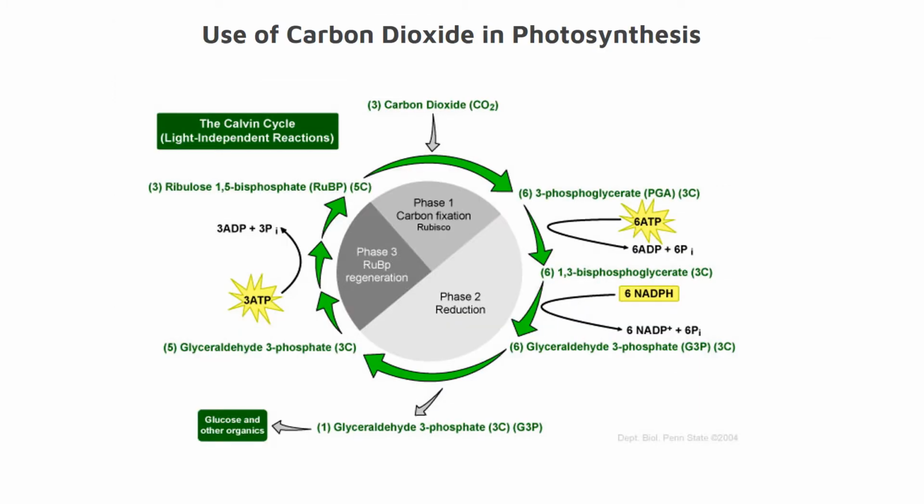When carbon dioxide is released from the Krebs cycle, we all know plants use it for photosynthesis. But the question is, how do plants use it? Well, there is a process in photosynthesis called the Calvin cycle, or dark reaction. This process has two stages: light-dependent reaction and dark reaction.